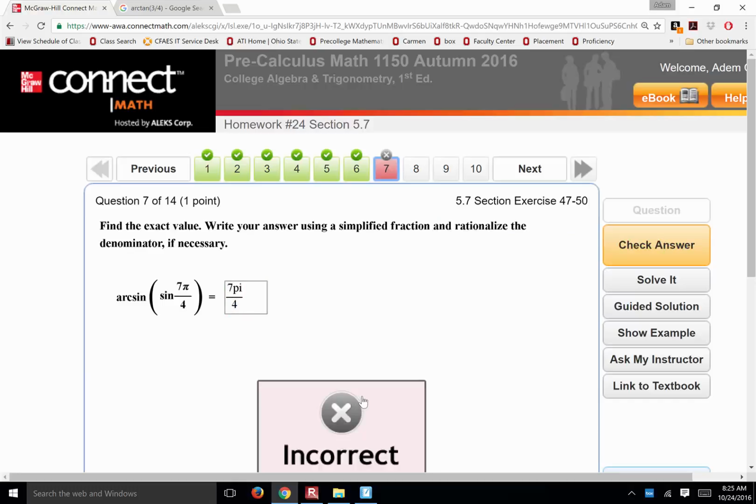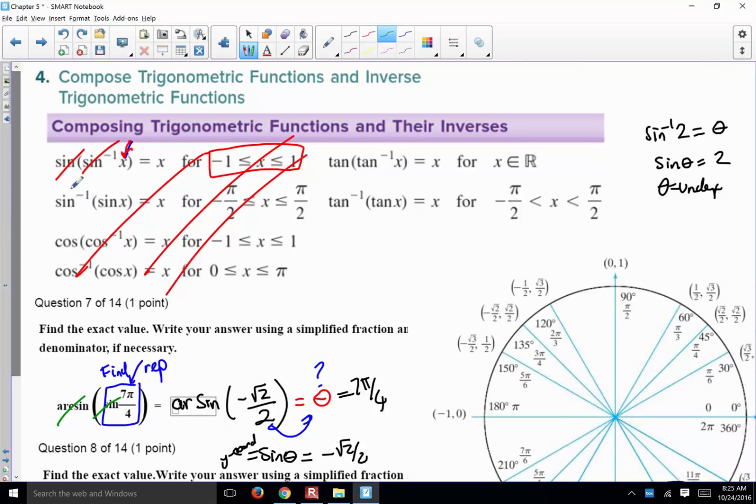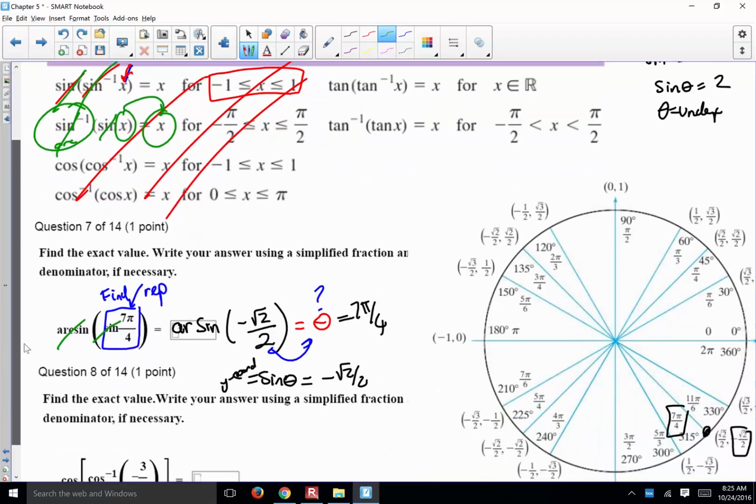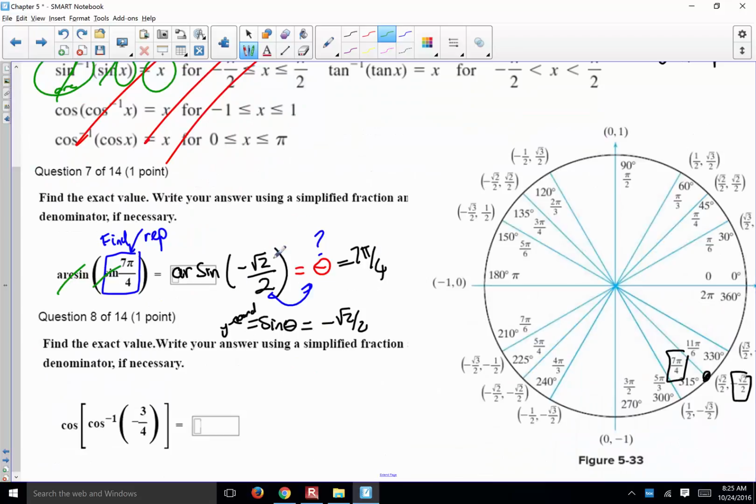Oh my god, it's incorrect. How come? The theory says, the formula says they do cancel. Arcsine is this one, sine is this one. They cancel, and we are supposed to get this x out. 7 pi over 4, and I verified 7 pi over 4 from the wheel. What is wrong?